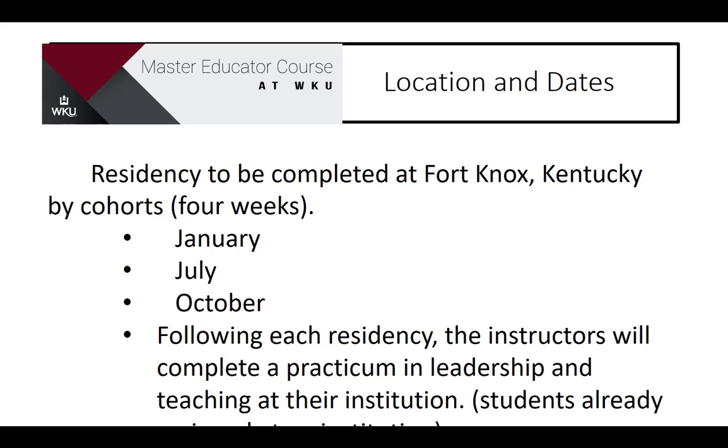But to give you an idea about what the program is and how it works, we have three cohorts, one in January, July, and October. Each cohort is about 4 weeks, and following the residency, which is at Fort Knox, the students will have to do a practicum. In other words, they will go back to their institution and begin implementing these techniques that they've learned. When they come into this program, they are already assigned to an institution. It could be anywhere from the University of Alaska to Clemson University. It could be all over the United States. They come here and learn how to teach at a university or college level.